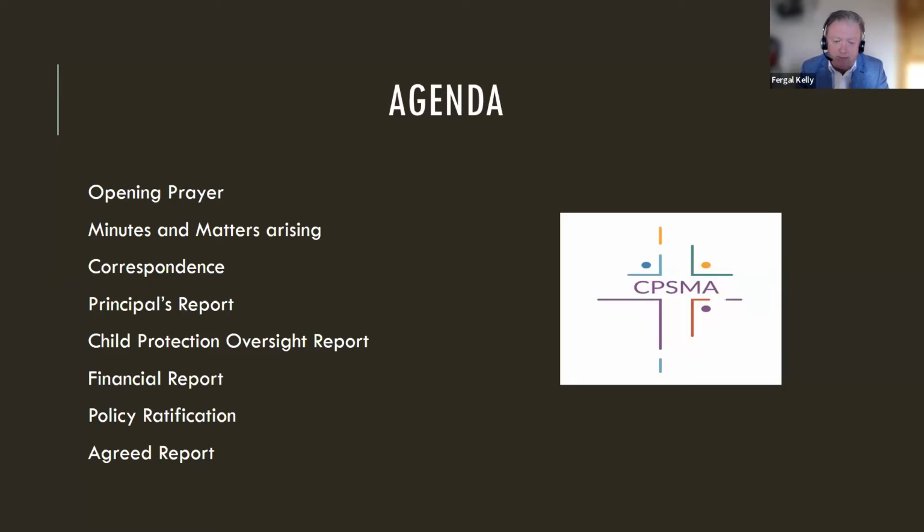So generally the first item for Catholic schools would normally be an opening prayer or reflection. And it's a really good way to start a board meeting in a Catholic school. It reminds us of the ethos of the school, but more importantly, it helps us to understand the Christian values of inclusiveness, kindness, and respect, which are central to school life. And these should also be central in the way that the board does its business.